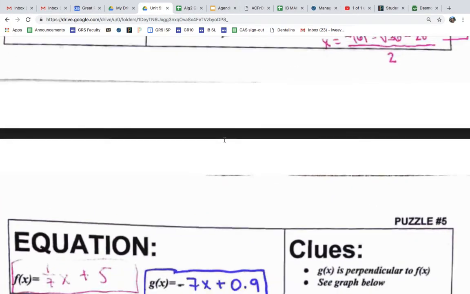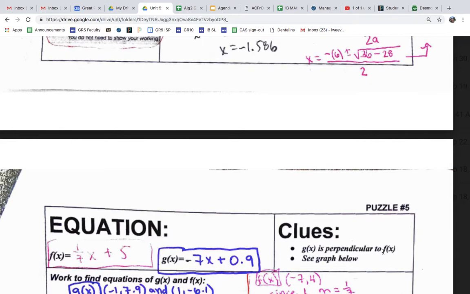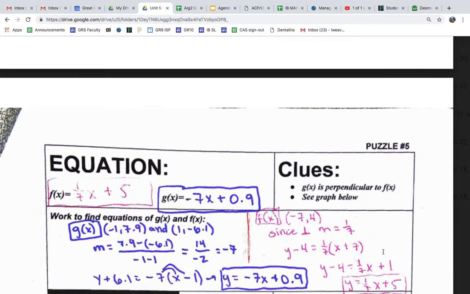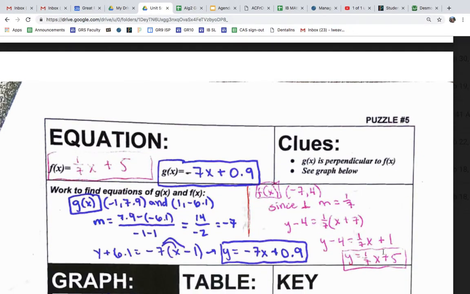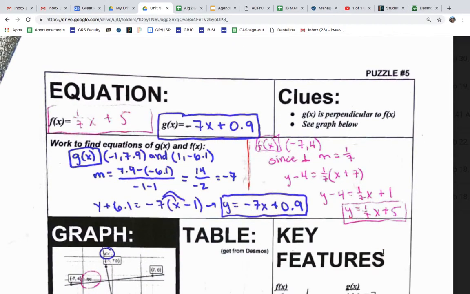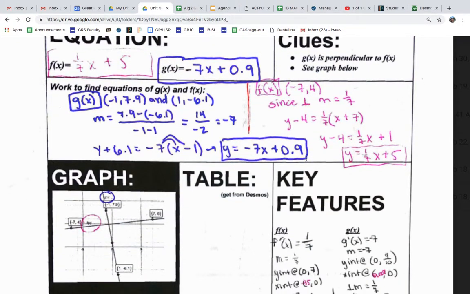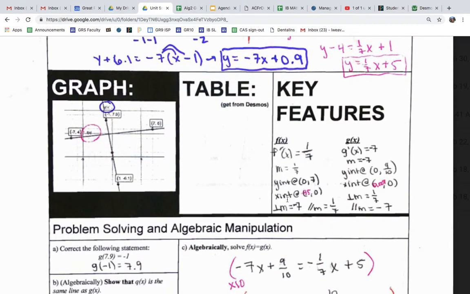Puzzle number 5, hint: g of x is perpendicular to f of x, and you're given 2 points on the line. So doing math, you could start with either one, but you should take a shortcut when you go to find the other one because they're perpendicular to each other. So if you know one slope, you know the other. Key features, you should do the key features for both of them. And for the table, we can get this in Desmos.